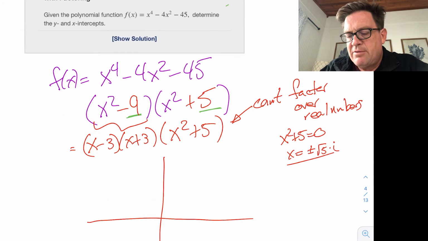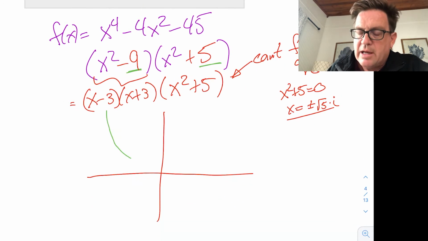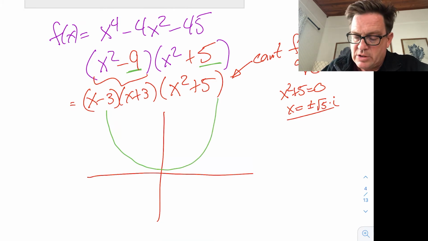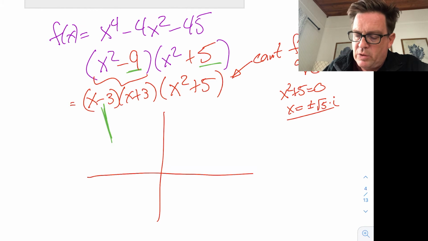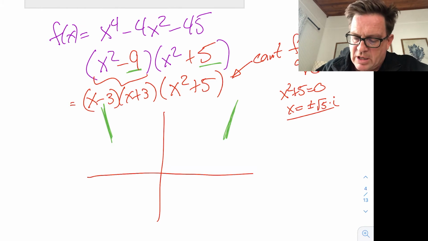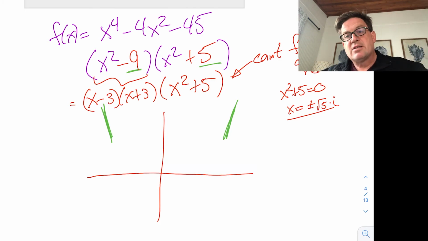What's the end behavior of this graph? Well, if you look back at the start, it's an x to the fourth graph. So it's going to look like that. But we just ignore the middle part, and we've got this part and this part. So what that means is on the ends, it's going to look like x to the fourth. In the middle, it'll bounce around a little bit.